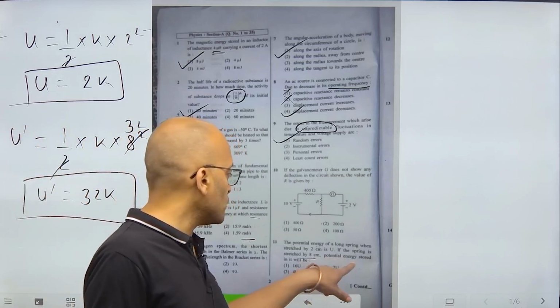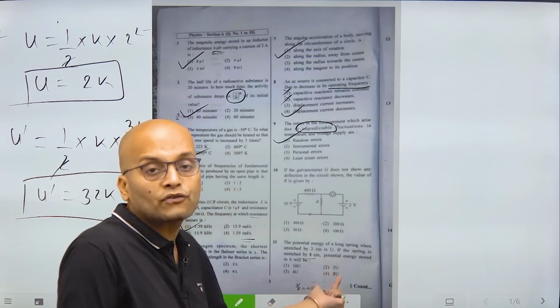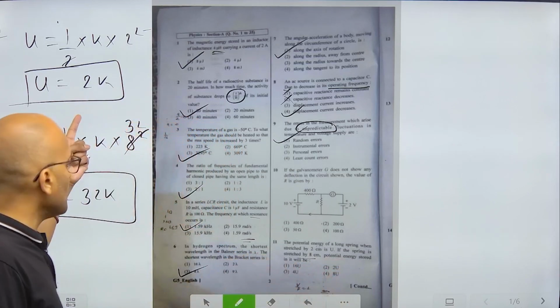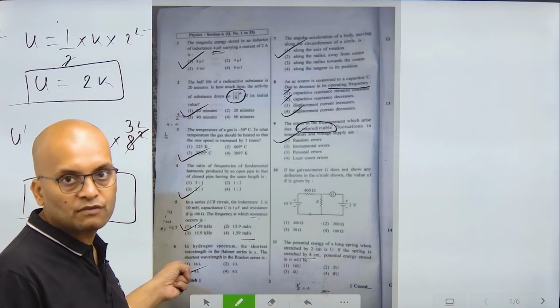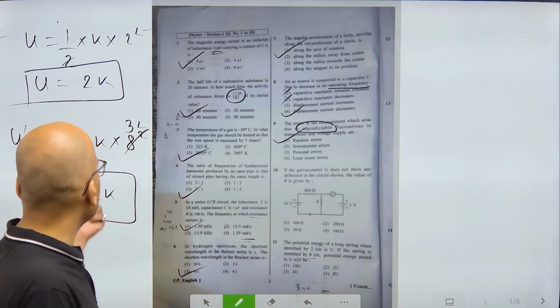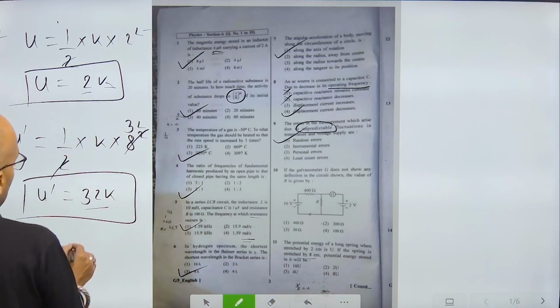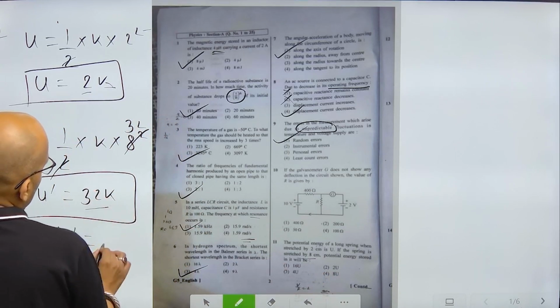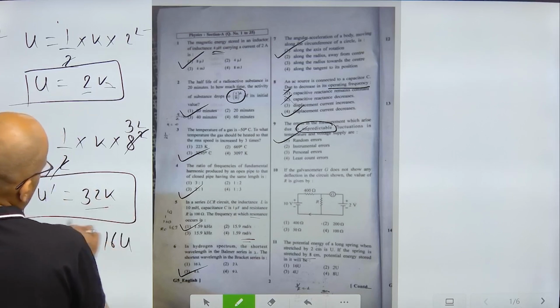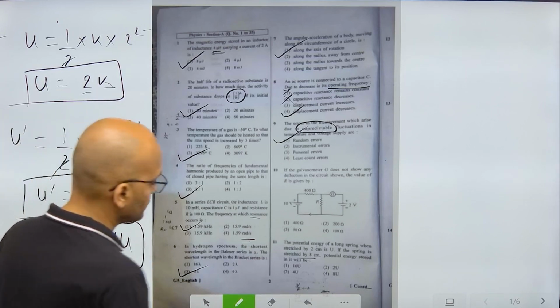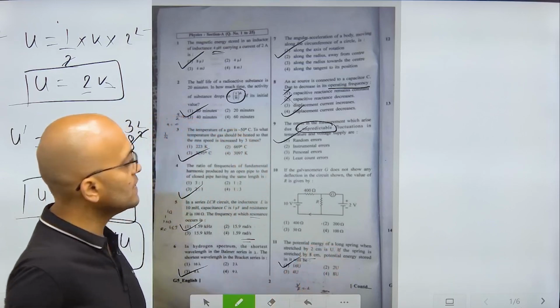So it is saying the potential energy stored in terms of U. In terms of initial potential energy, you have to tell how much will be the potential energy stored. So please see, this is 32 times k, this is 2 times k. So U dash is 16 times U. Yes or no? 16 to the 32. So option number 1 is correct.